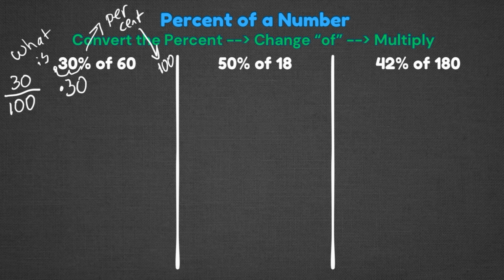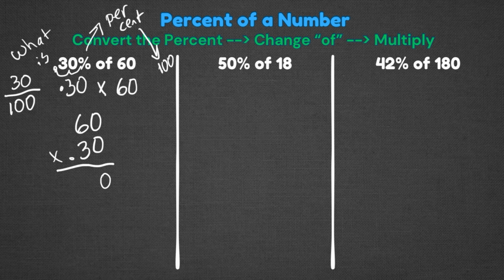So we did the first part. 30% is 0.30 or 30 hundredths. The of in math is always going to be the multiplication sign. Anytime you see the of, it's multiplication. And the 60, it just gets to be a 60. Now we'll do a little bit of multiplication with decimals.